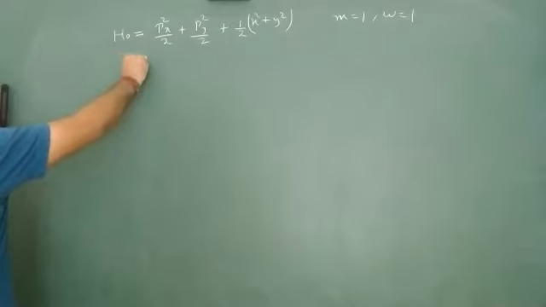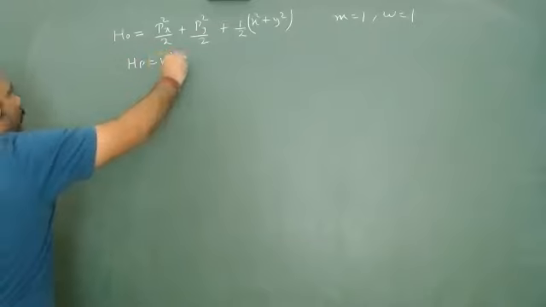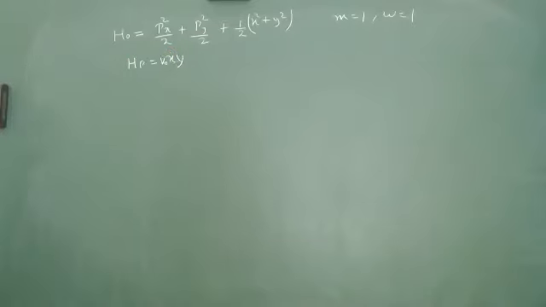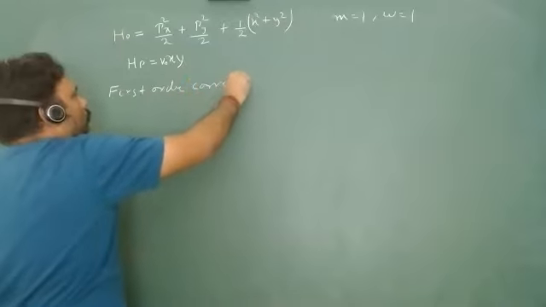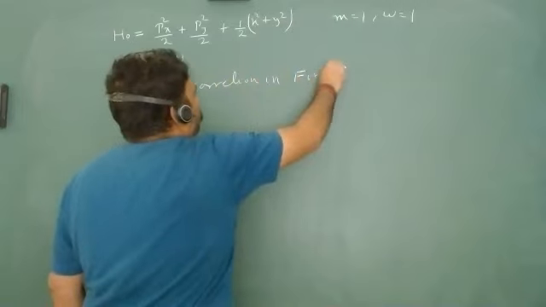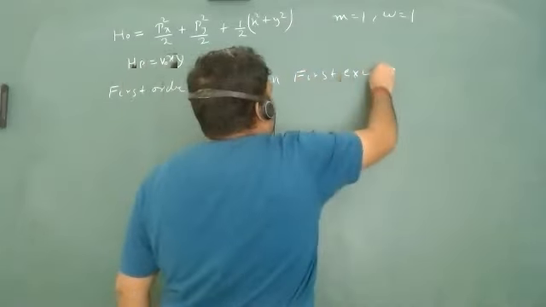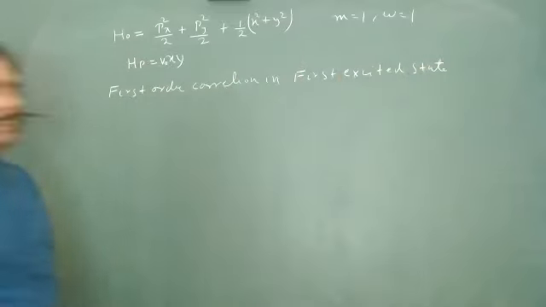The perturbation is very interesting. That will be V naught xy. So this is some kind of perturbation. What you need to do is calculate the first order correction in the first excited state. First order correction in first excited state.